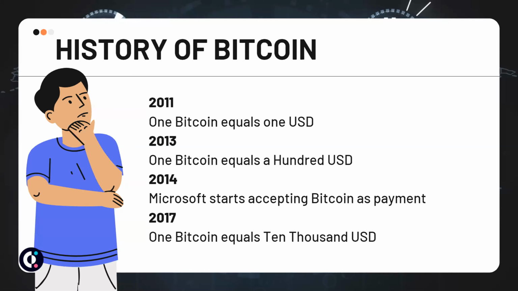Then in 2014, things started getting more interesting. Microsoft started accepting Bitcoin as payment. People started accepting the new future. People started seeing what was being built, and that was when everything started changing for Bitcoin. In 2017, one Bitcoin was equal to $10,000.